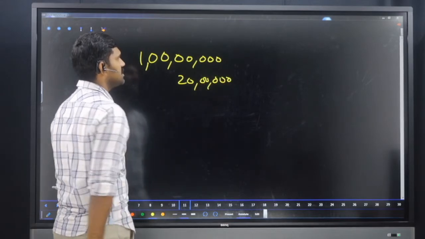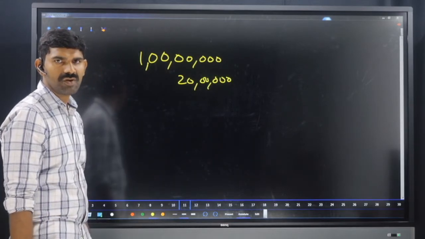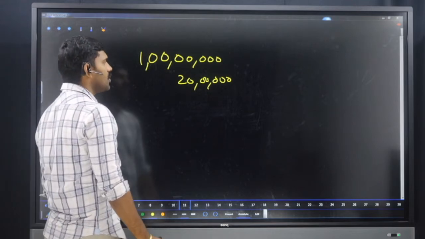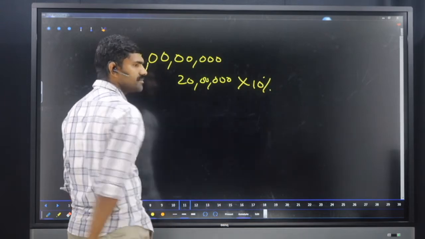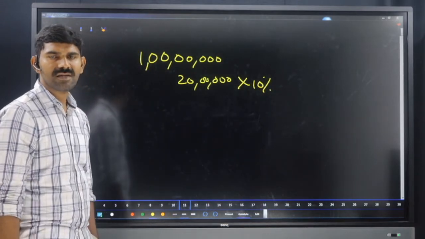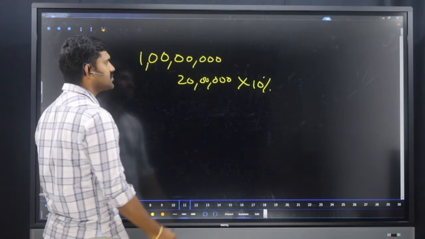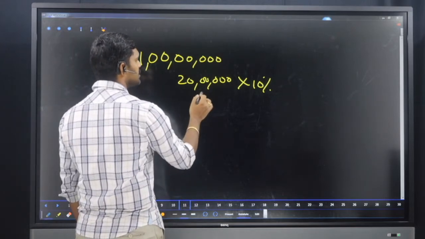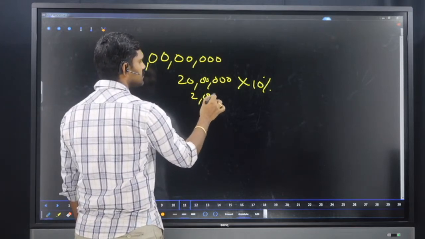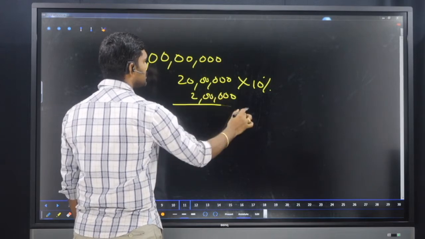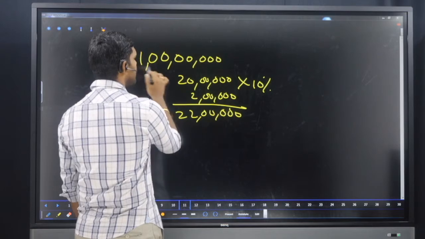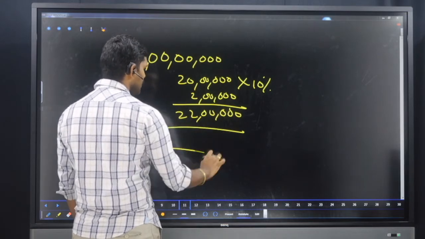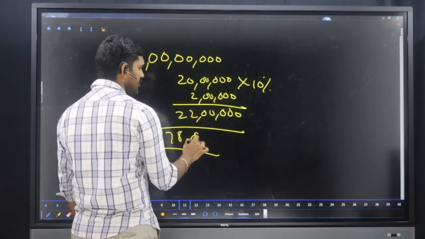20 lakhs as tax. Now, on this, the government may charge me 10% surcharge. That means on this again 10%, which is 2 lakhs. So in total I pay 22 lakhs as tax to the government. So if I am earning 2 crores, how much is left over with me? Only 78 lakhs is left over with me.